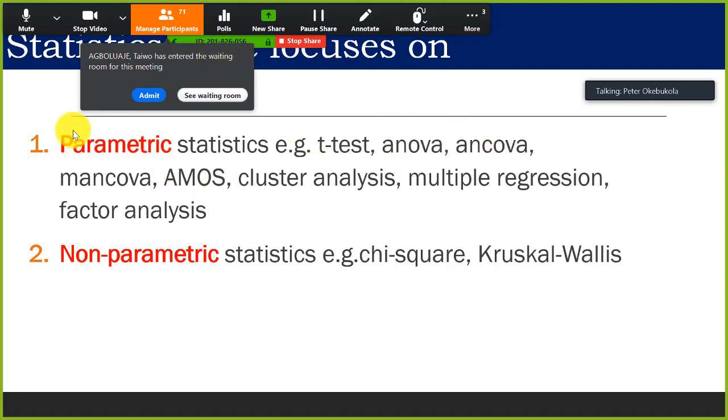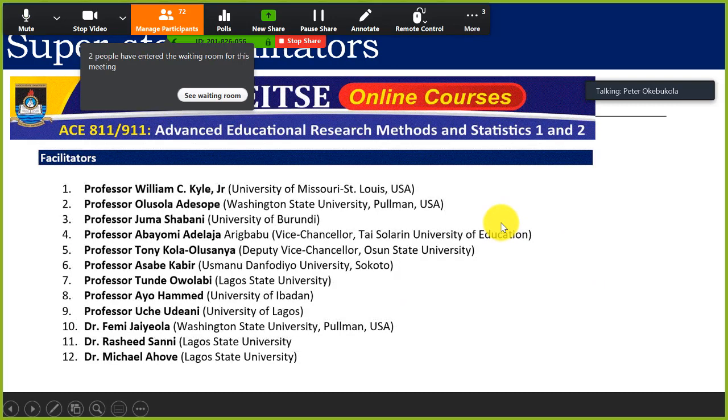Okay, now the statistics will be in two domains, parametric statistics, and within parametric statistics, we'll be focusing on t-test, analysis of variance, analysis of covariance, multivariate analysis of covariance, analysis of moment structures, cluster analysis, multiple regression, and factor analysis. For the non-parametric area, our focus will be on chi-square and Kruskal-Wallis ANOVA.